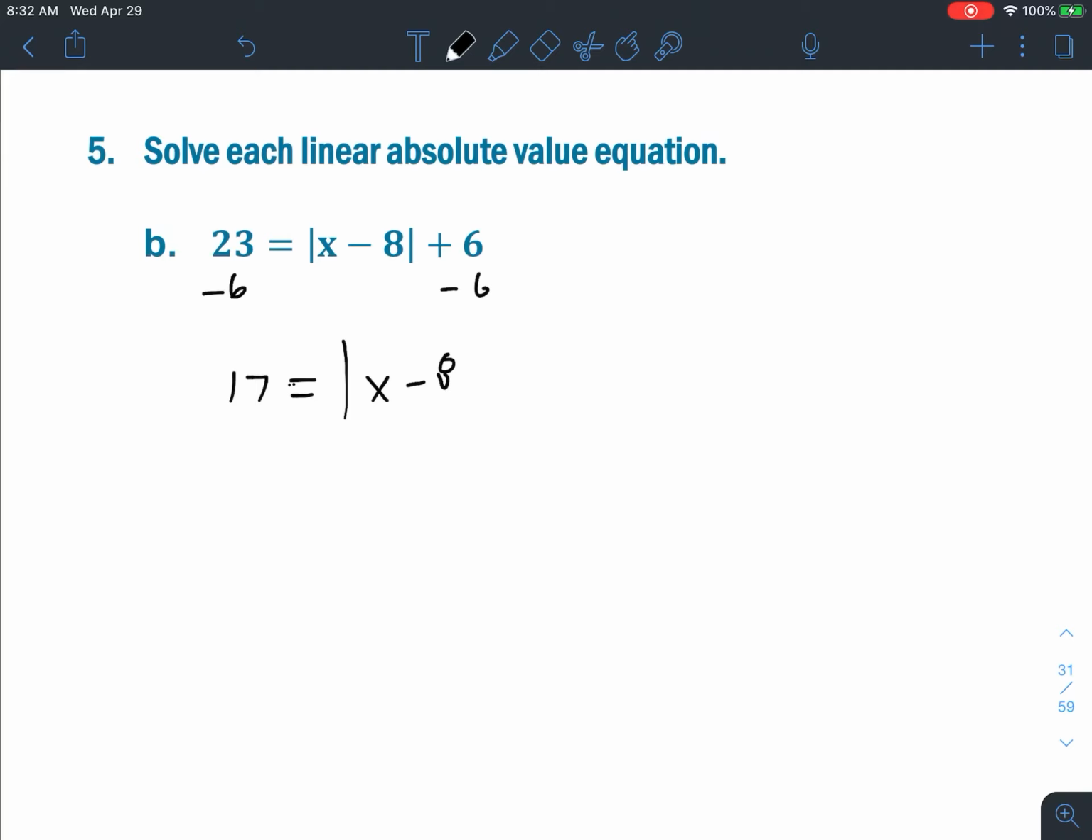X minus 8. So the first number you could choose: any number minus 8 will give you 17. We know if we add 8 to 17, it gives us 25. So our x can be a value of 25 for this part here.